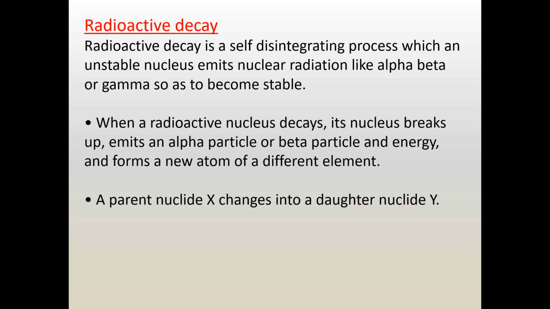And when a radioactive nucleus decays, it breaks down and emits an alpha particle or a beta particle or energy to form a new atom. And the parent nuclei, like first element X, change to a daughter nuclei Y, where element X is less stable, and element Y will be more stable.